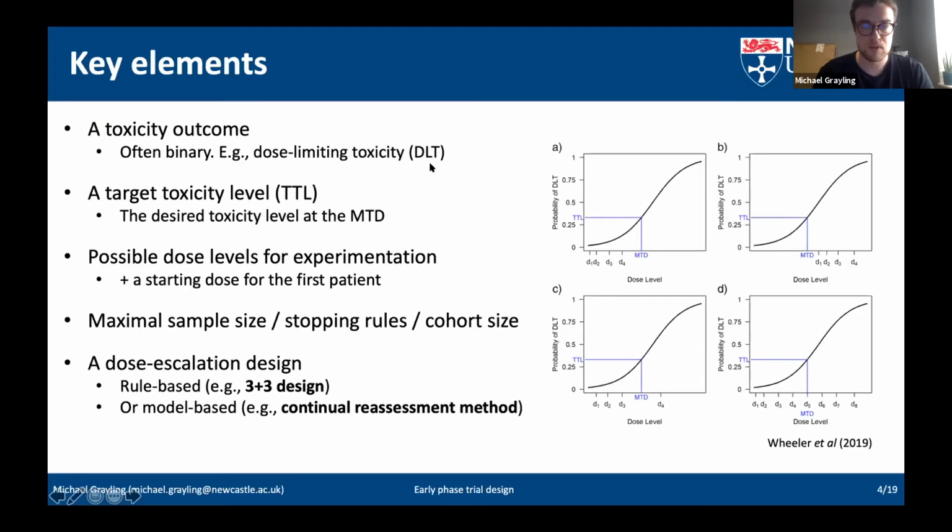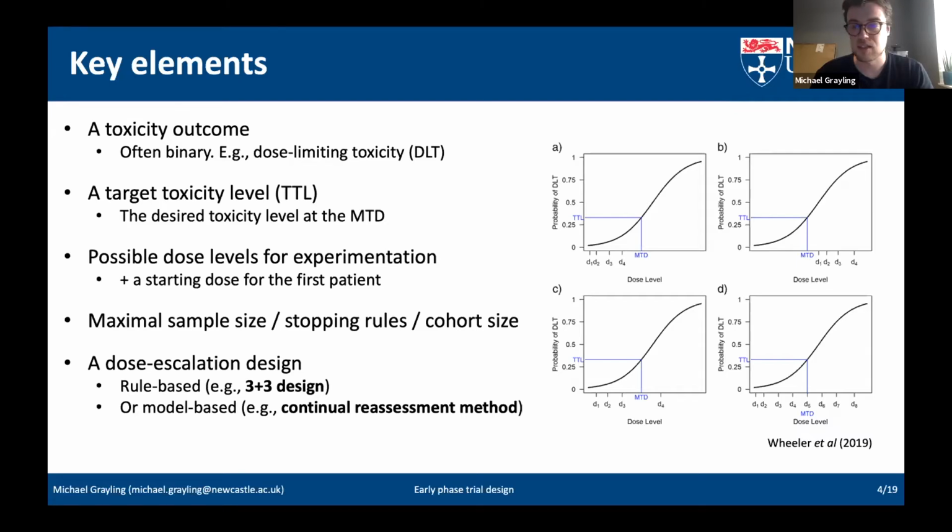So what are the key aspects then for these designs? Well, you need a toxicity outcome that's actually going to evaluate safety of your treatment. And typically this is a binary measure, so a dose limiting toxicity, or DLT for short, is very common in cancer trials in phase 1. You then are always going to need to specify a target toxicity level, so that's how much toxicity you're actually willing to accept on average in patients. So this will be what you're targeting at the actual MTD that you'd like to identify.